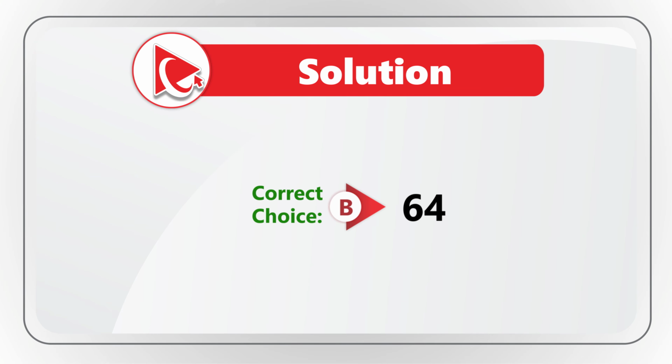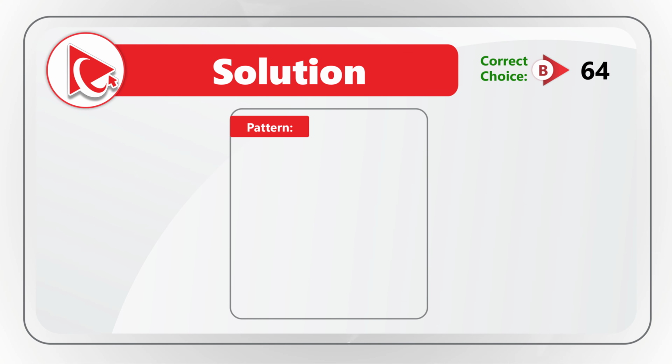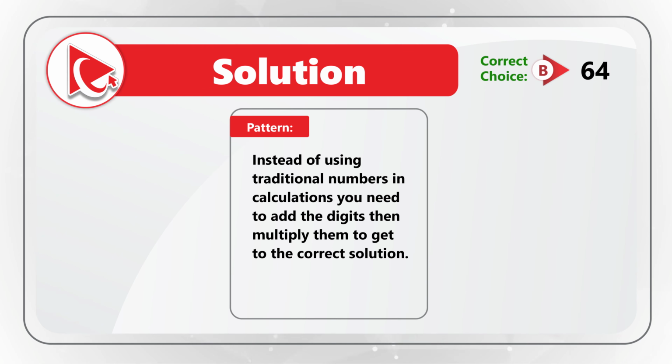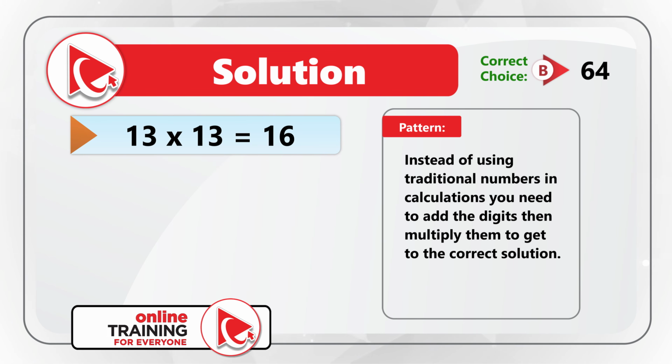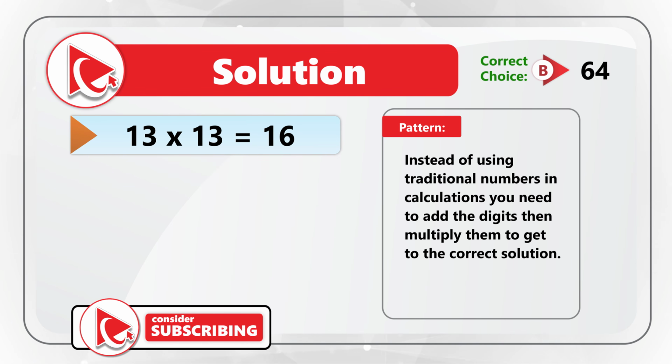The pattern here is that instead of using traditional numbers in calculations, you need to add the digits and then multiply them to get to the correct solution. So let's look at the first expression. 13 multiplied by 13 equals 16.